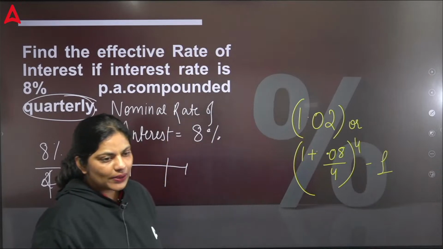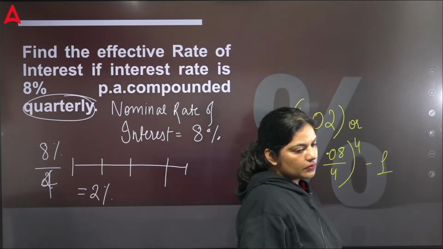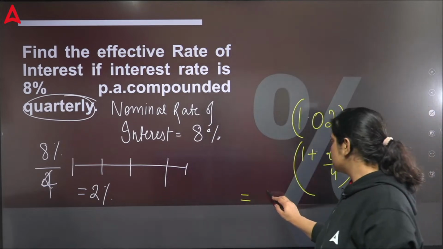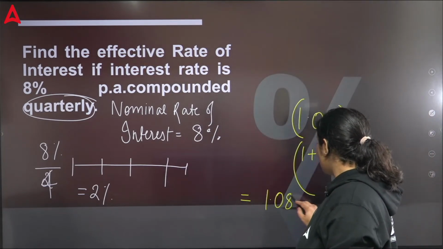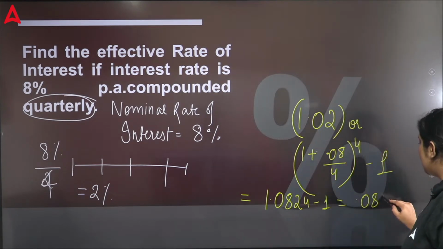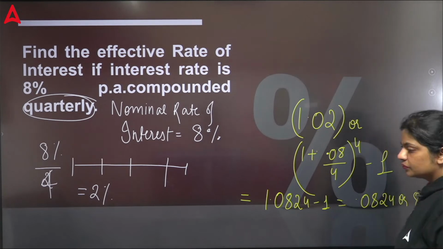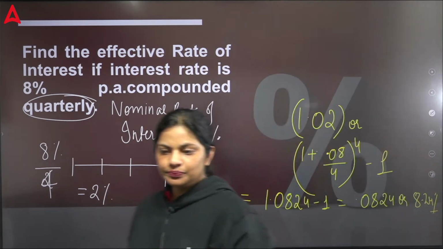So when you calculate it, this will come as, what is it coming? 1.0824 minus 1 will give you 0.0824 or 8.24%. How many of you got the same answer?